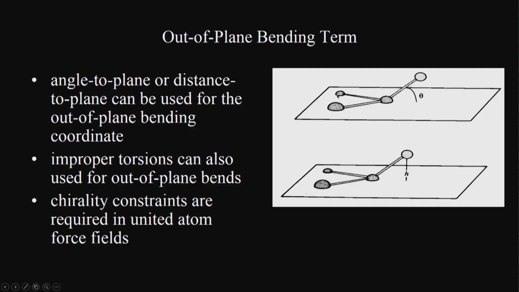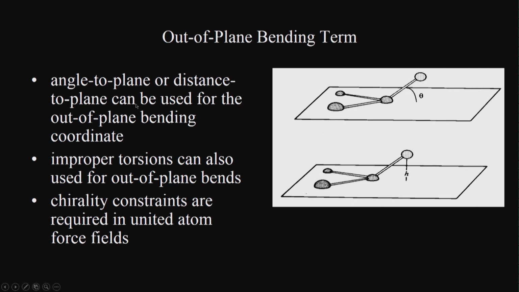Okay. So, the out of plane bending, imagine you have a molecule with 4 atoms, 3 are on the plane and 1 is up. So, that is called the out of plane bending term.